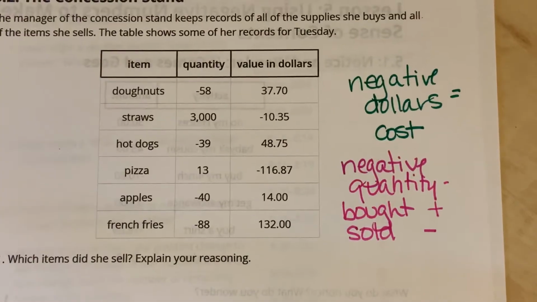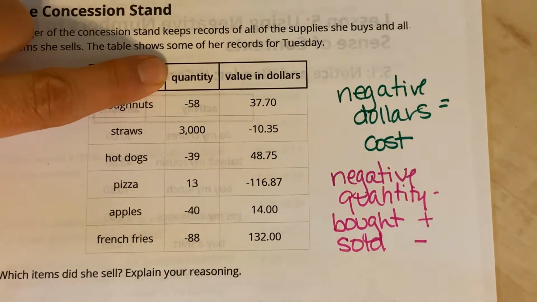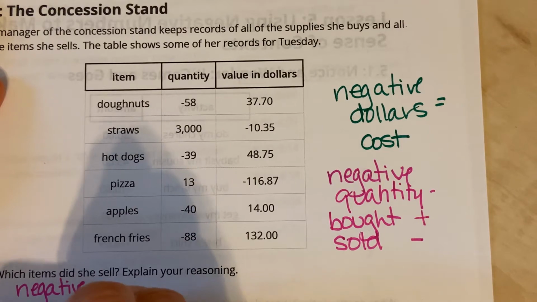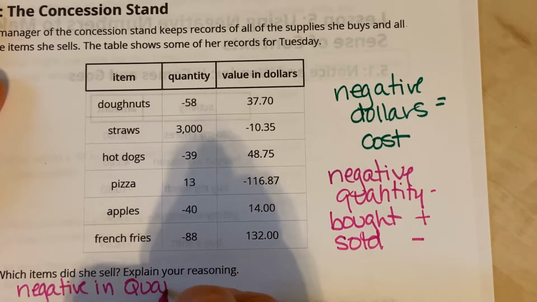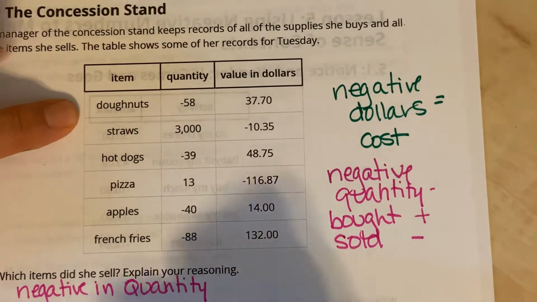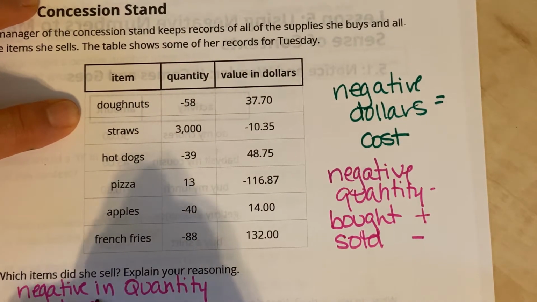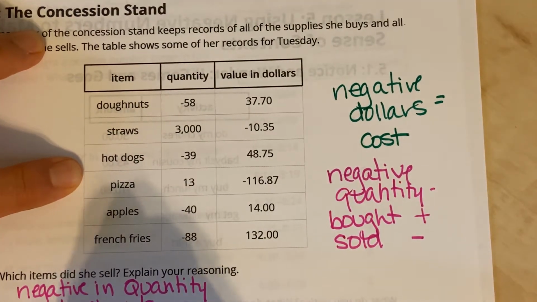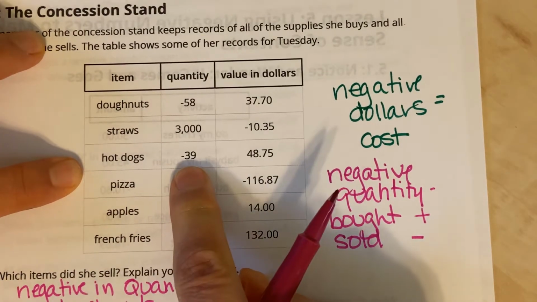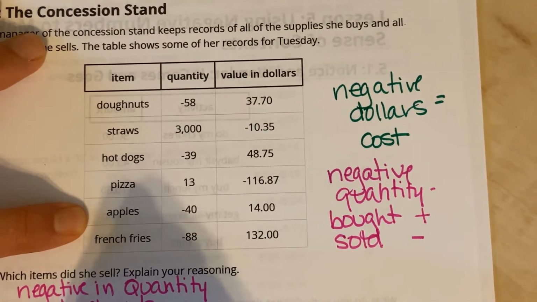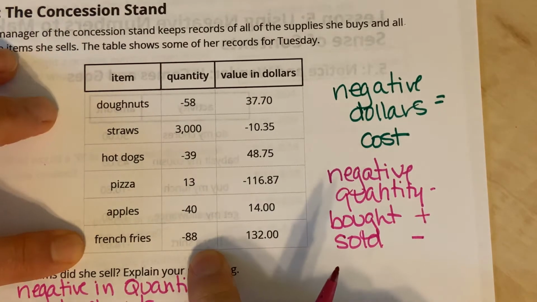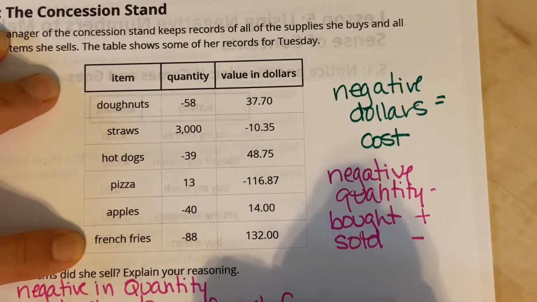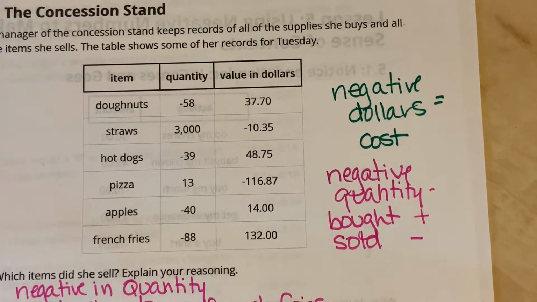So it's asking which items did she sell? Which items were negative in the quantity? That would be where it's negative in quantity. So it looks to me like she sold donuts, because those were negative 58. She sold hot dogs because that was negative 39. She sold apples because that was negative 40. And she sold French fries. Those are the things she sold.